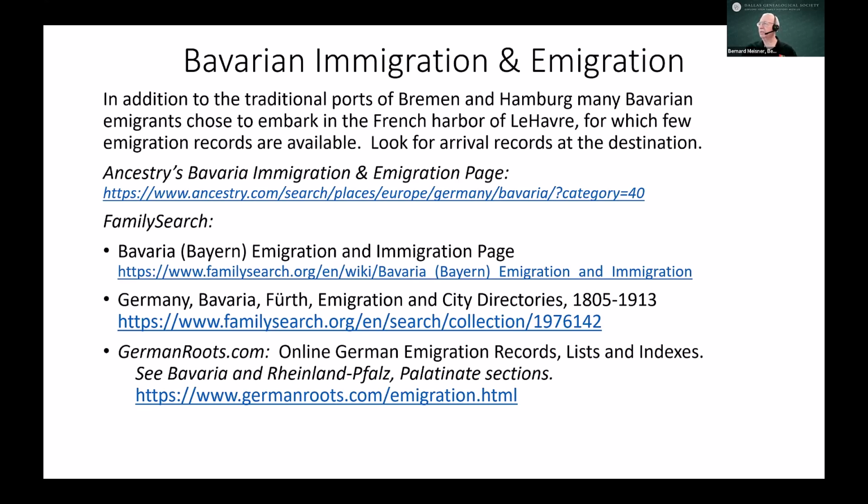You may, in fact, want to just look at the arrivals here in the States or Canada and hopefully find something there. But here are some links. And again, these are in the handout as well. And we're placing that link into the chat. And it's also on our website as well. For Ancestry and FamilySearch, the information of what they have, and also a site called GermanRoots.com, which will have some Bavaria and Lower Palatinate records.